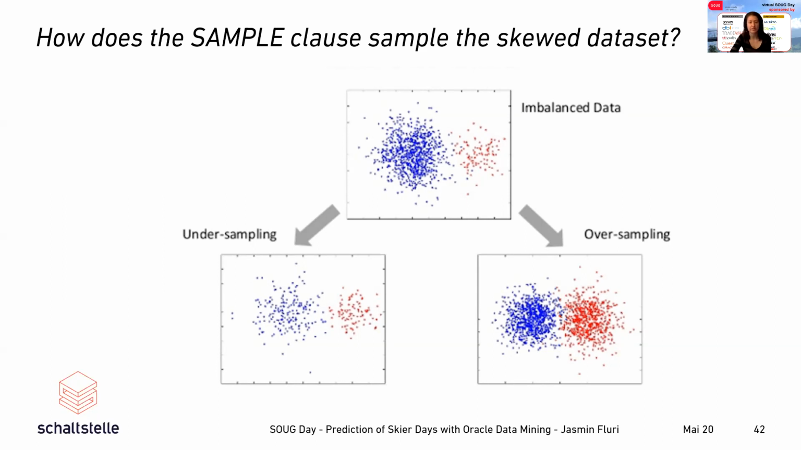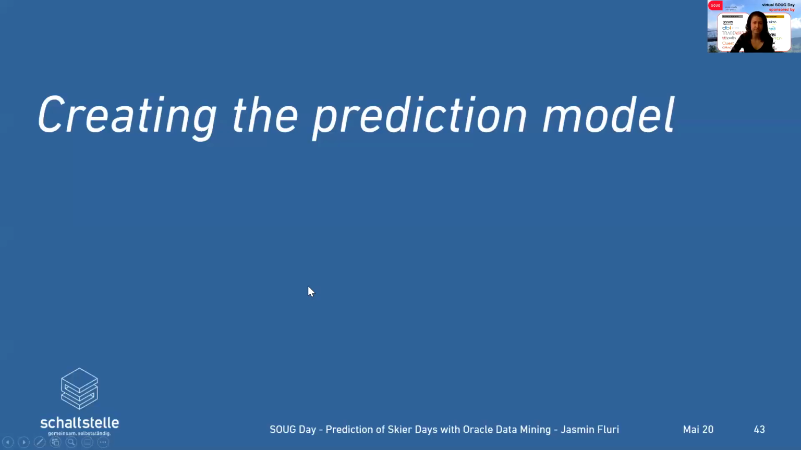Undersampling would mean that we would take fewer of the blue dots and all of the red dots to rebalance the sample. This would result in the sample on the left, where the data points are equally represented. Oversampling would mean we would take many more red dots than we actually have, and we would create copies of red dots to balance the sample. This would result in a sample with an equal amount of blue and red dots to train our model with. That was easy, right? Let's create the prediction model.